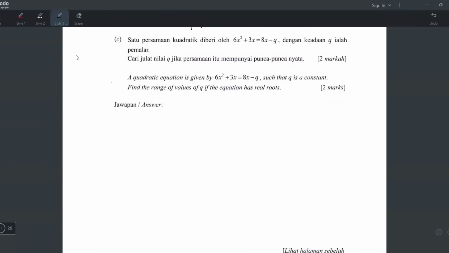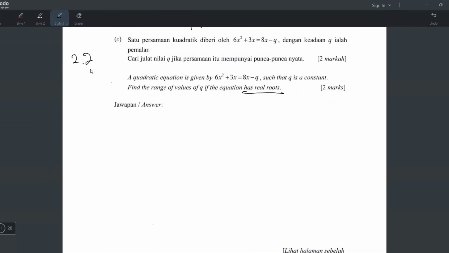Alright, this one is 2 point what? It's also chapter 2, but okay, let's see. Has real roots. This one is under 2.2. Just now the question was 2.1, this is 2.2. So 2.2 is called type of roots. You learn about types of roots, the b square minus 4ac.